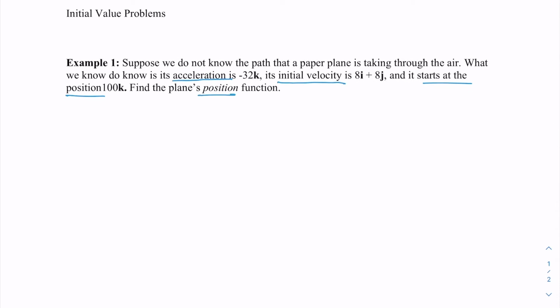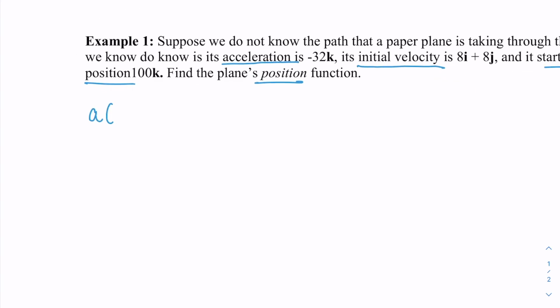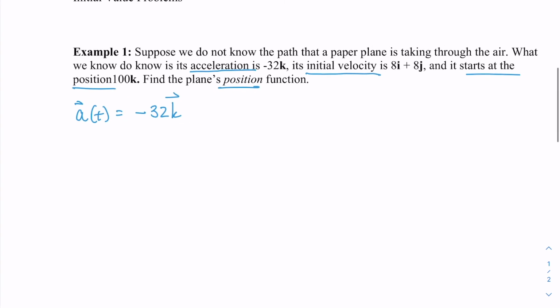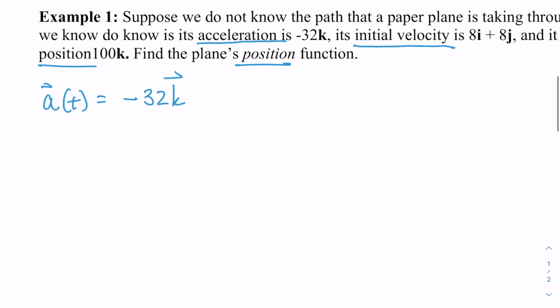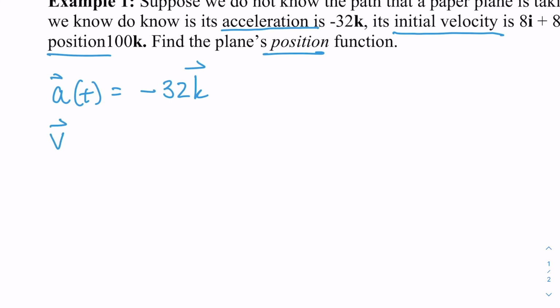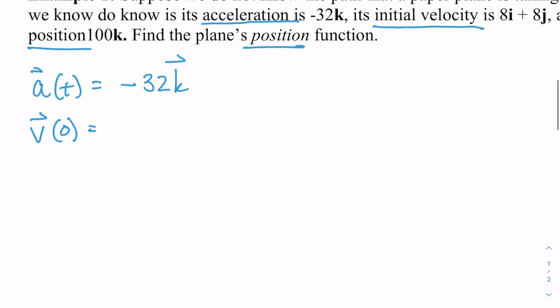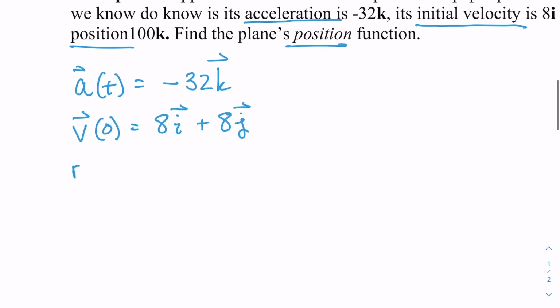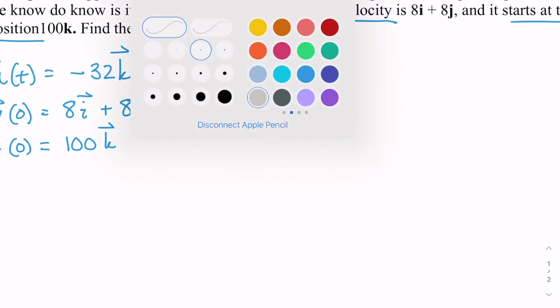So it gave us the acceleration function, which is just negative 32 in the k direction. We know the initial velocity, so at time equals 0, the velocity function is 8i plus 8j. And the position function has an initial condition at time equals 0, and that is equal to 100 in the k direction. So we can construct a little picture of what's going on if I set up some axes.